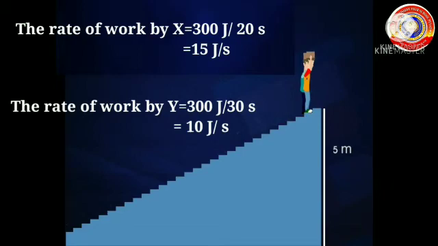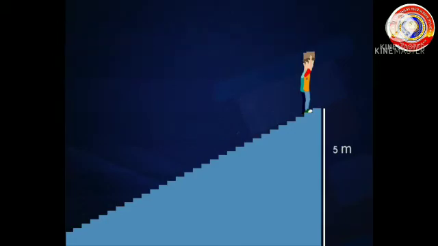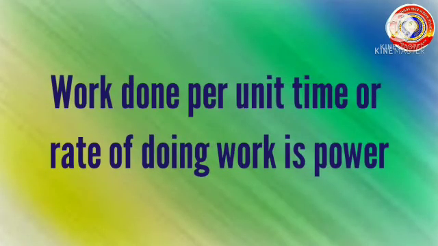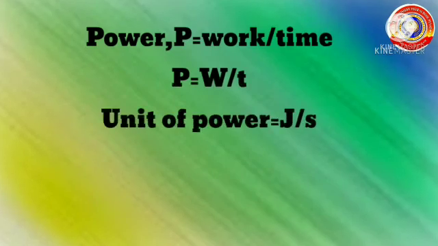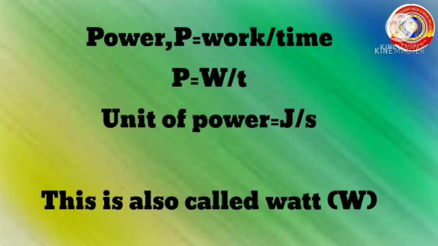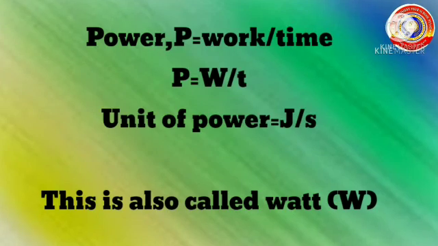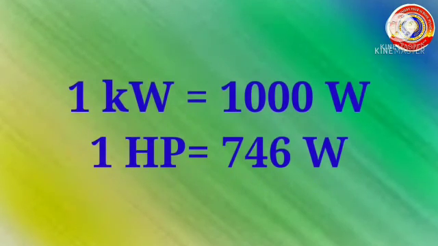Here we are dividing work done by time. So what is power? Work done per unit time, or the rate of doing work, is power. That is, power equals work by time, P equals W by T. And the unit of power equals the unit of work divided by the unit of time, that is joule per second. This joule per second is also called watt, denoted by capital W, and 1 kilowatt equals 1000 watt, and 1 HP, that is horsepower, equals 746 watt.